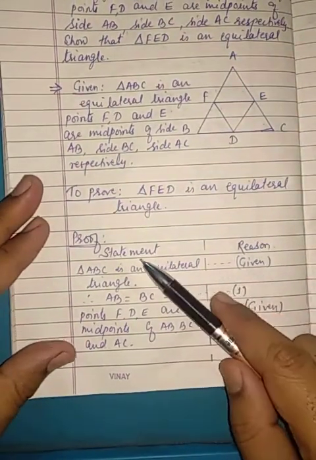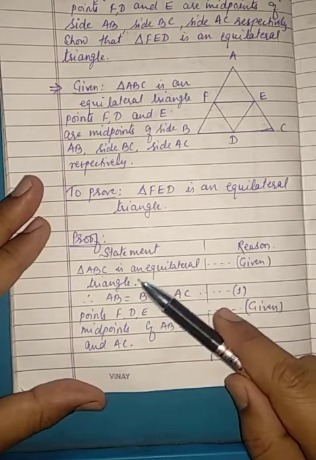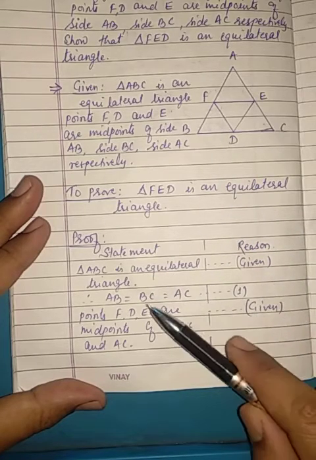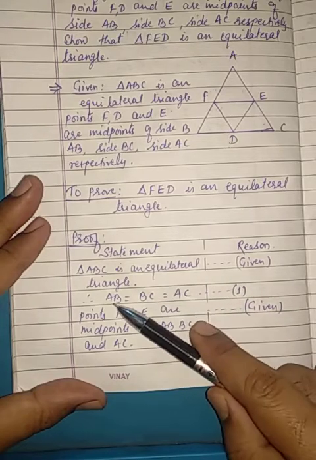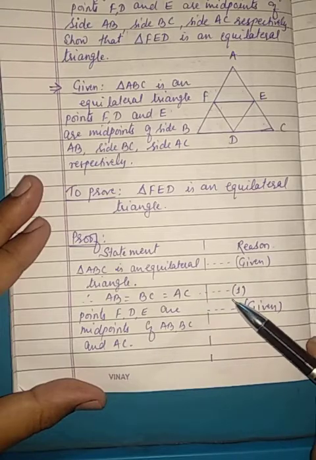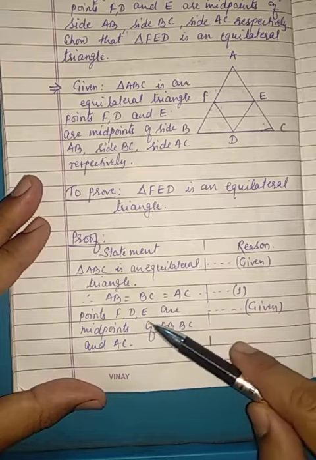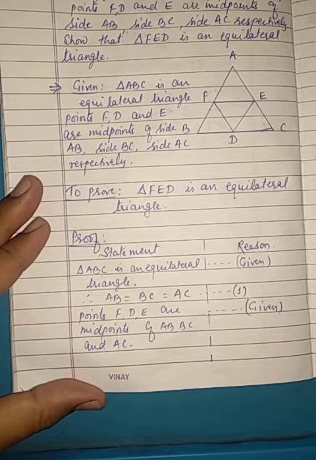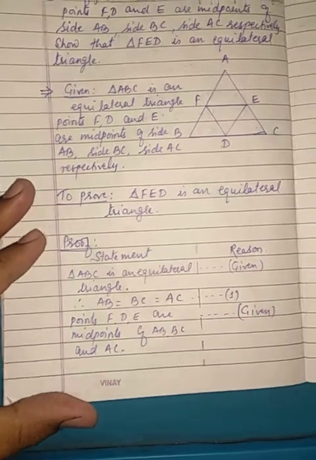Statement and reason. The first statement we will write here is triangle ABC is an equilateral triangle. From where have you got this? Given data. So write the reason: given. Equilateral triangle means all sides are equal, so AB equals BC equals AC. Let this be statement number 1. Points F, D, E are midpoints of sides AB, BC and AC. This is given data to us, right? So whenever it is given to you, you write there given data.